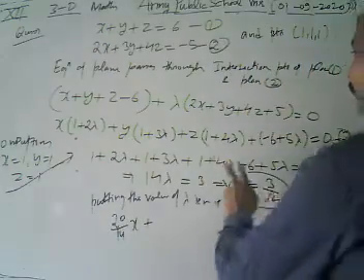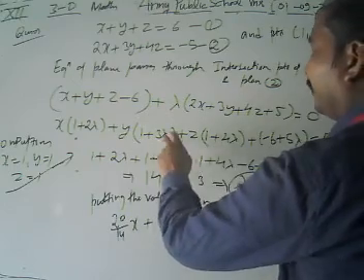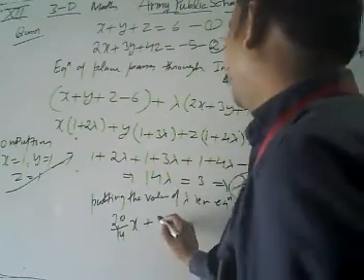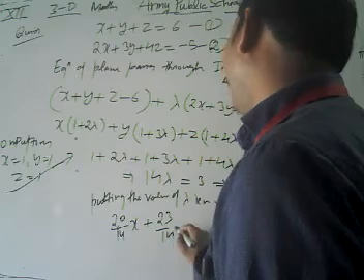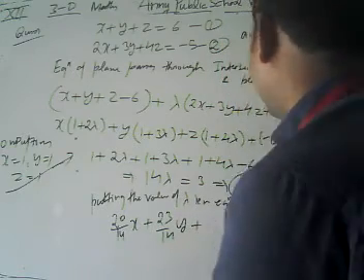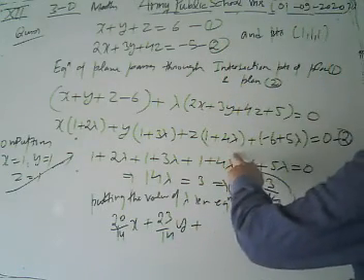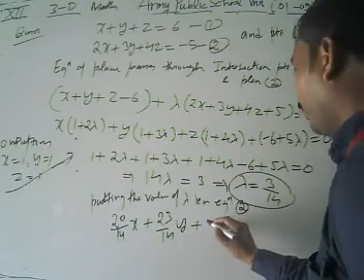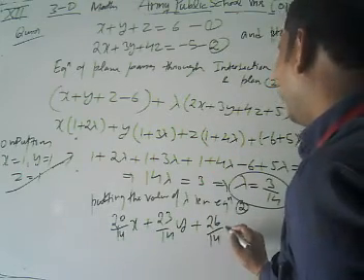Here we have 3 upon 14, 3 threes are 9, 9 upon 14. 14 plus 9, 23. 23 upon 14y. Plus here we put lambda, then 4 threes are 12, 12 upon 14. 14 plus 12, 26 upon 14, 26 upon 14z.